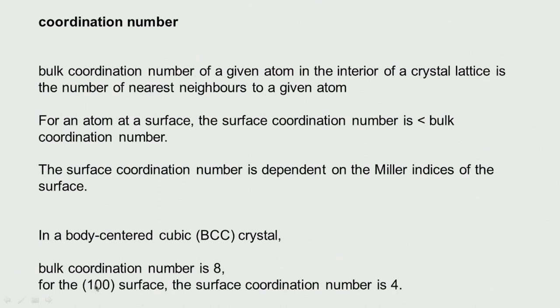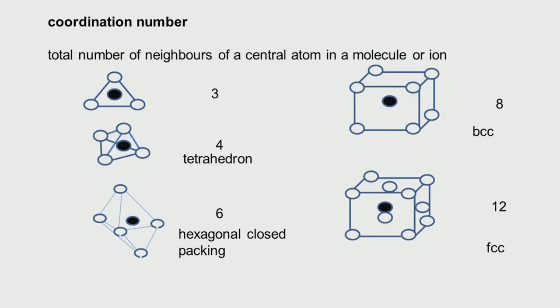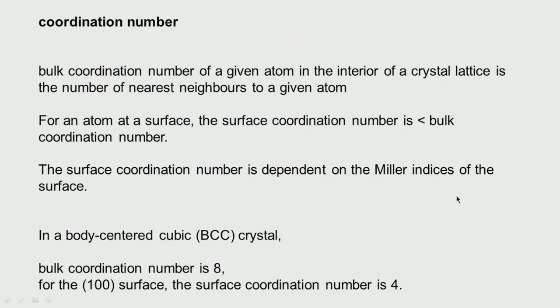So, understand 100, that means in the y and z axis it is not cutting. Only the x is cutting, so it's cutting x, but it is parallel to the y and z axis. So, if you have x, y, z, it is parallel to the y and z. So this particular plane could be 100. It's cutting the x axis, but it is not cutting the y and z axis.